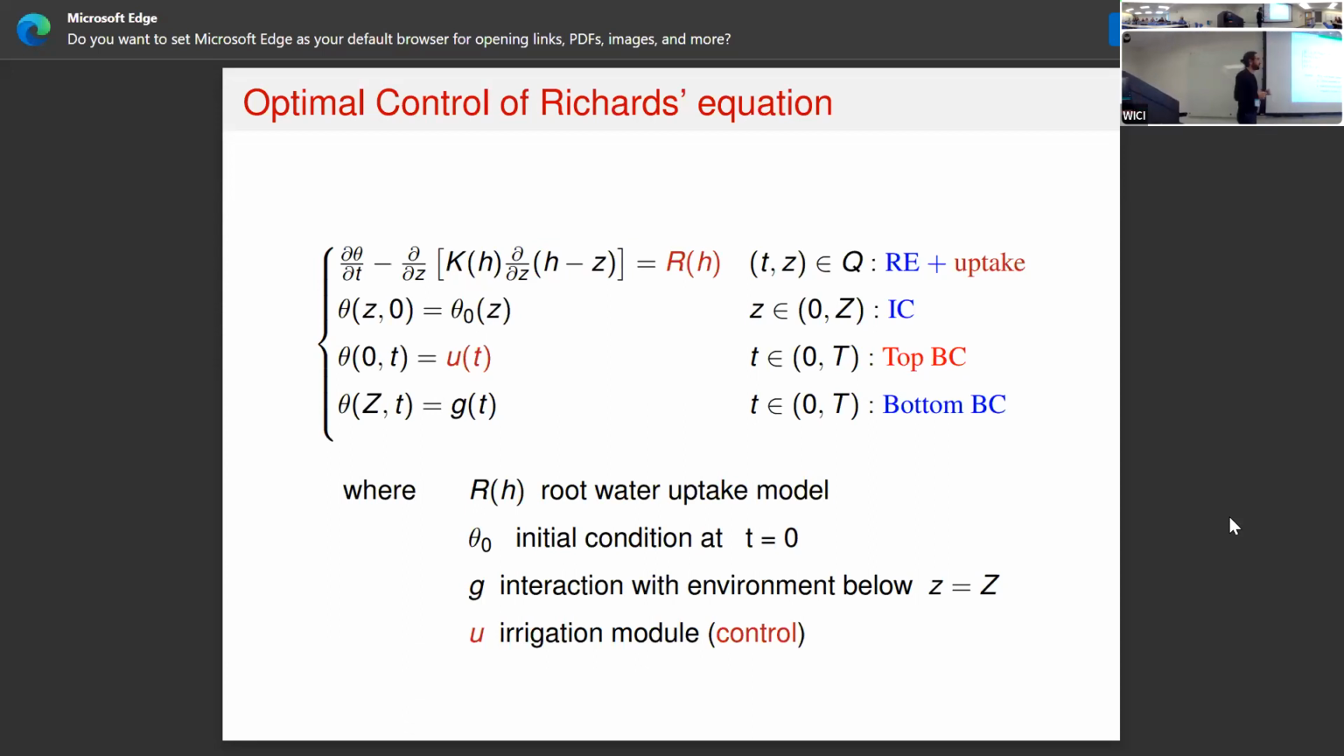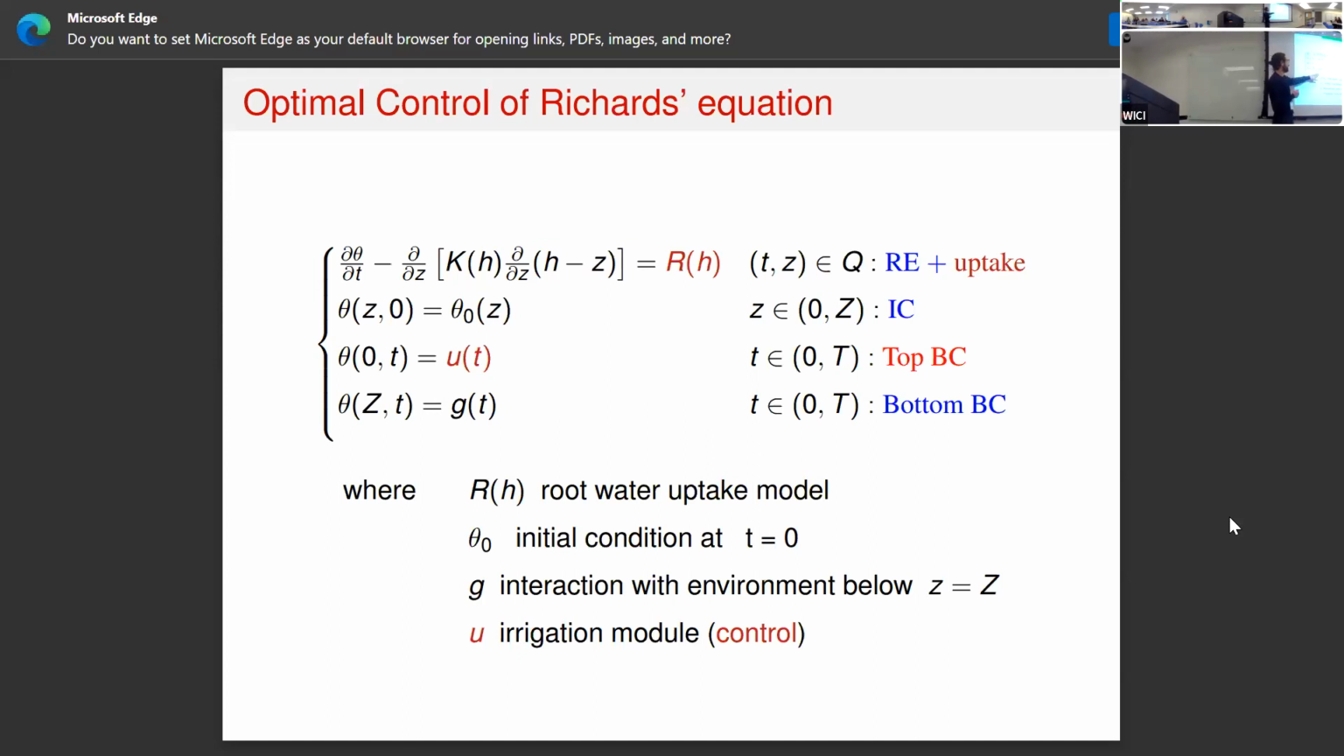For simplicity, I will focus on a one-dimensional domain. Okay, so from 0 to Z, so that is going to be the depth of the soil under consideration. And clearly, in this system, our control enters as the irrigation module, okay, which is the top boundary condition. Okay, so here I've written the Richard equation in an implicit form. So with respect to the dynamics at theta, and the amount of irrigation we provide is our control input.